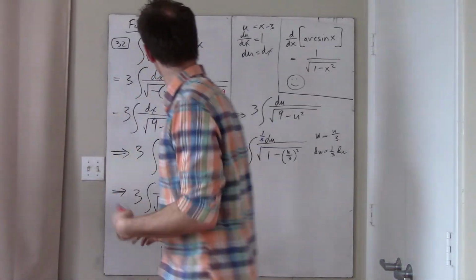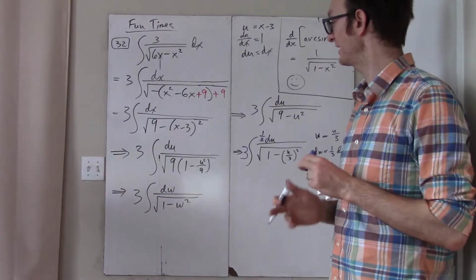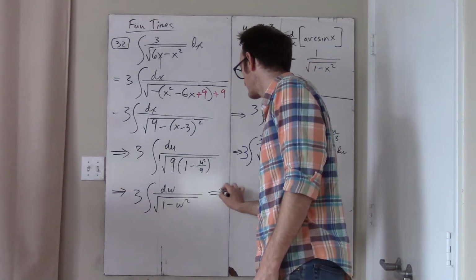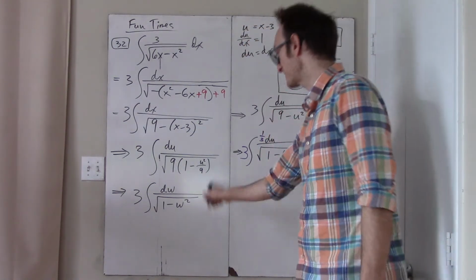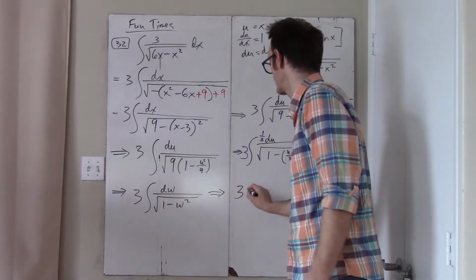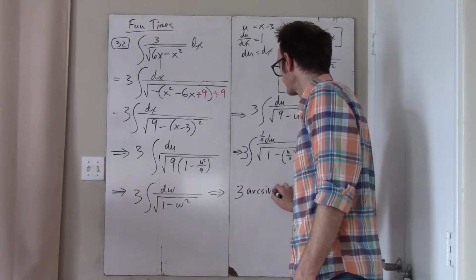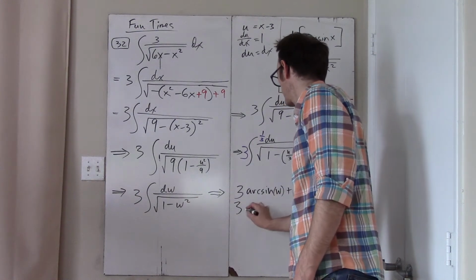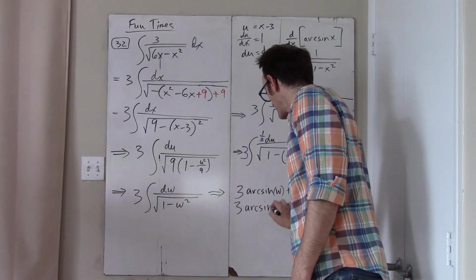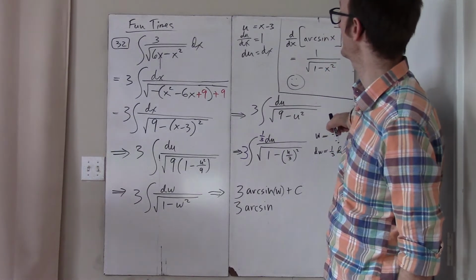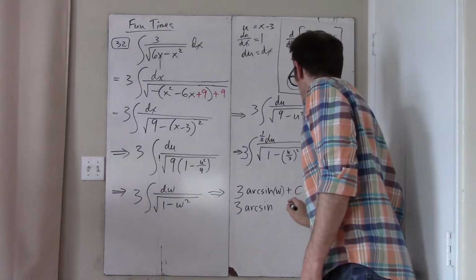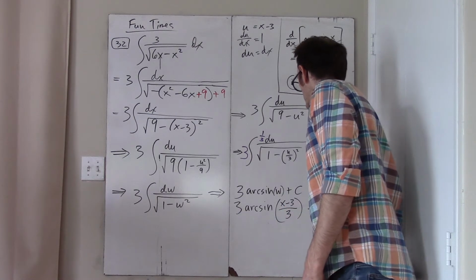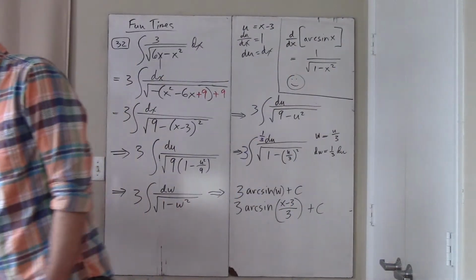And I personally don't ever antidifferentiate until I am down to the bitter end. In other words, until I've reduced it to a basic formula. There's a basic formula which says that this is just arcsine w. And so that's really 3 arcsine. w is just u over 3, and u is x minus 3. So that's x minus 3 over 3 plus c. That is the final answer.